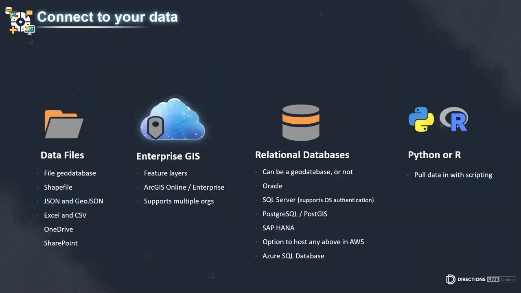When you open a fresh new Insights workbook, the first thing you want to do is to connect to your data. When connecting to your content, it can be spatial data or non-spatial data. This includes files and even now access to OneDrive and SharePoint. It includes ArcGIS Online and ArcGIS Enterprise, and it can be multiple ArcGIS connections. It doesn't have to be just one organization connection.